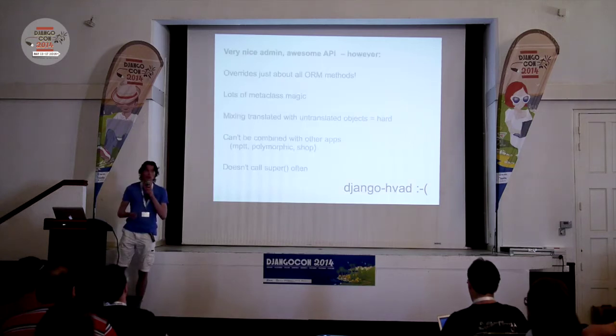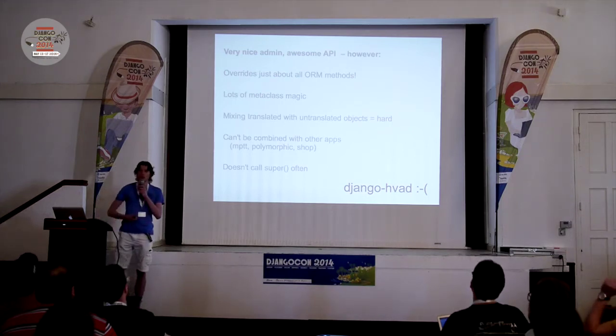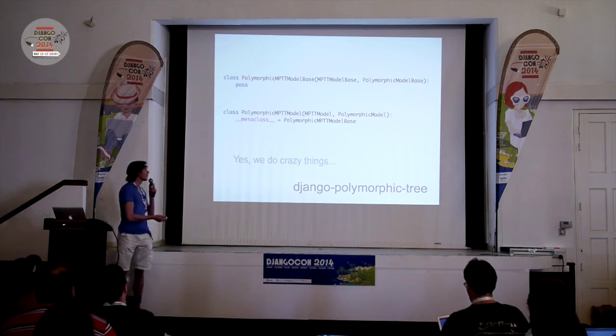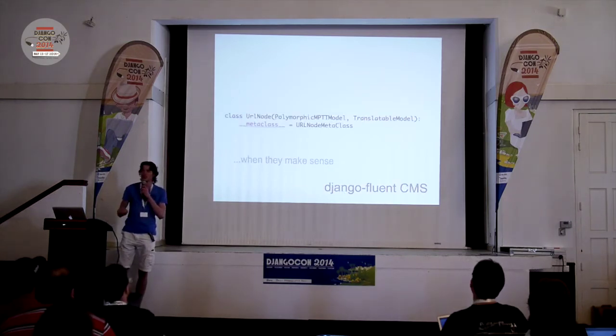So I looked at Django Vat, and it turns out to be really wonderful in the API. But then it overrides all kinds of things, and it makes it really hard to combine with other projects. Like what projects? I mean, we're doing crazy stuff here. I have MPTT, you have polymorphic, and I want to combine that. And I want to combine it with translations. And that should all be possible in my world, my experience.